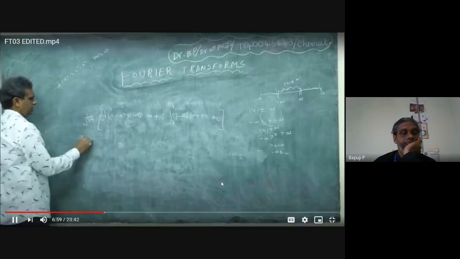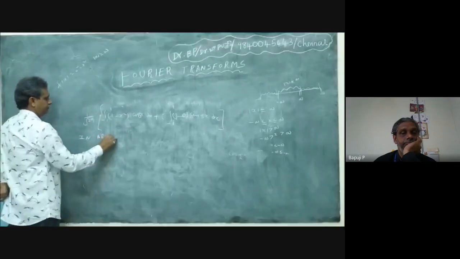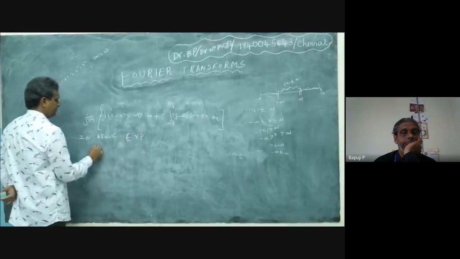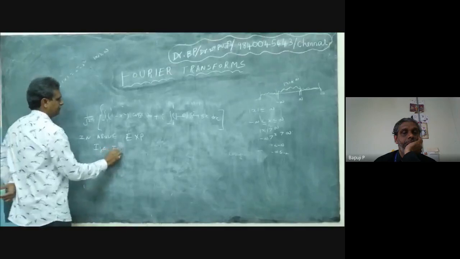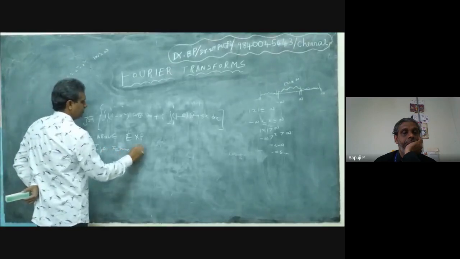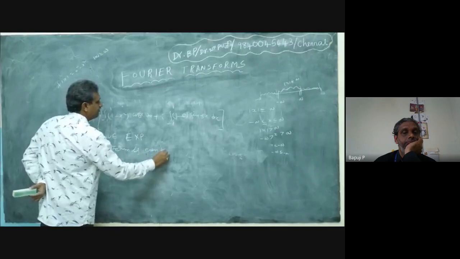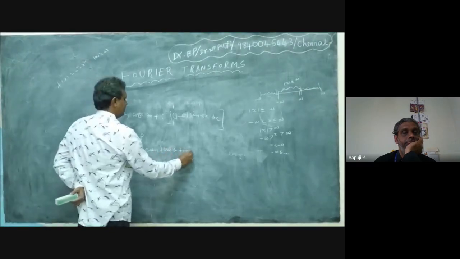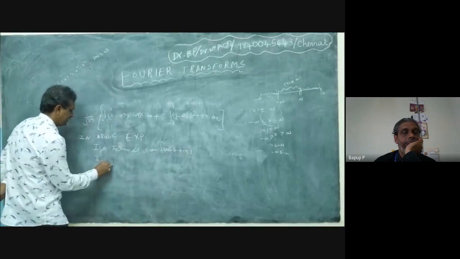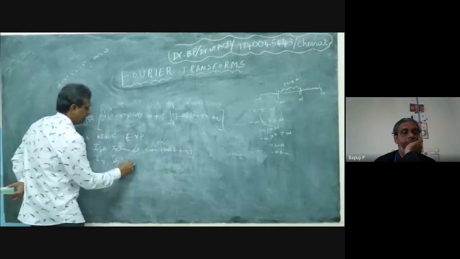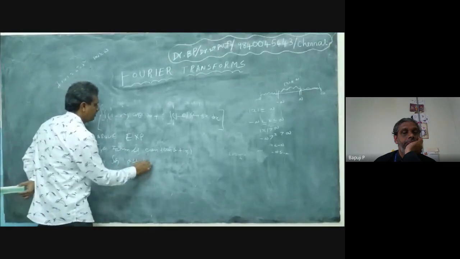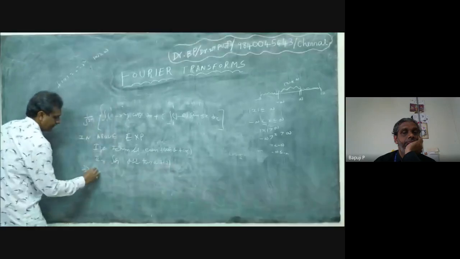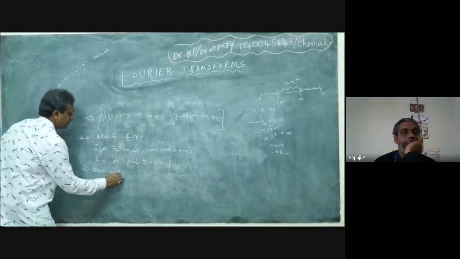Right. In the above integral, the first term is an even function of x. Then the second term, or second integral, is an odd function of x. So it implies the first integral becomes what?